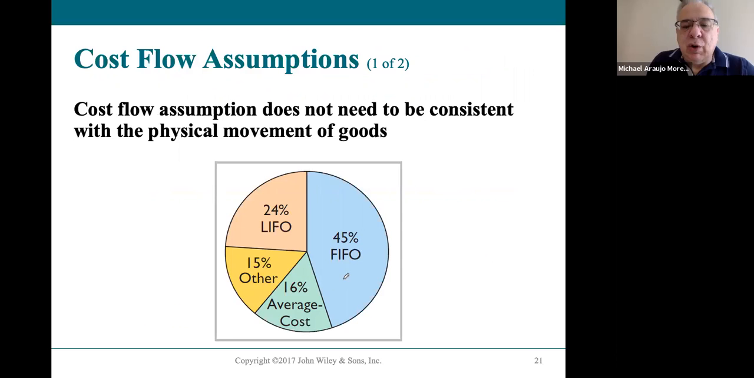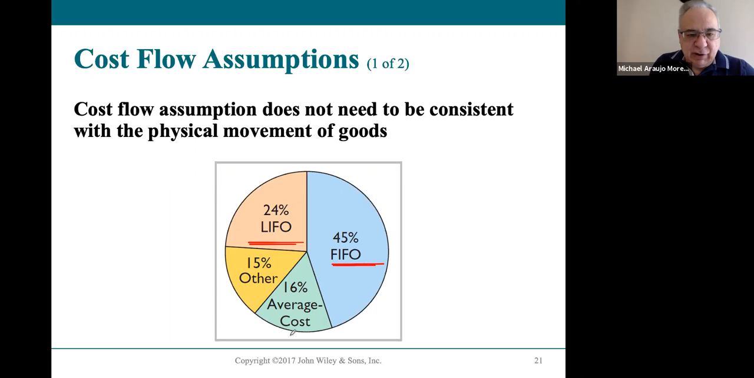So again, clearly the winner here, FIFO is the most common. Almost about half of the companies out there use FIFO. About a quarter, one out of every four companies, use LIFO, and there's reasons for that that I will explain in a moment. And then the rest of them are sort of split, but average cost is in there as well.